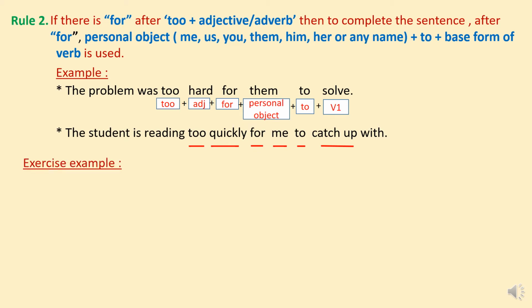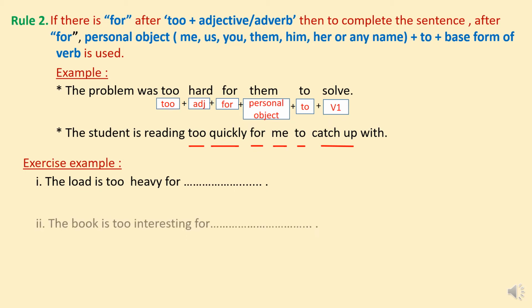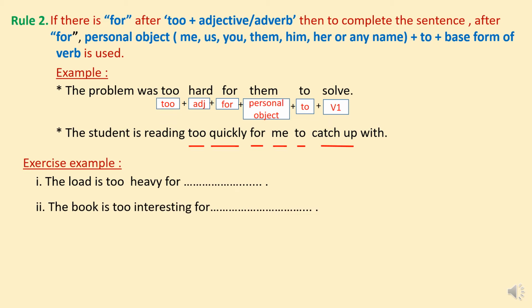So how can we have this in our exercise? Let us say, the load is too heavy for, there is a blank. That means it is an incomplete sentence. Another one, the book is too interesting for, again there is a blank. That means we have to complete the sentence. Now we know the structure: too plus adjective or adverb plus for. So let us fill up.